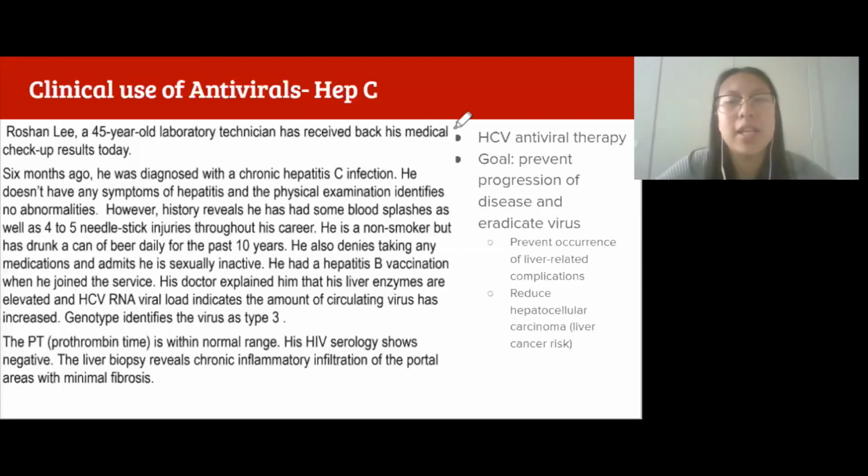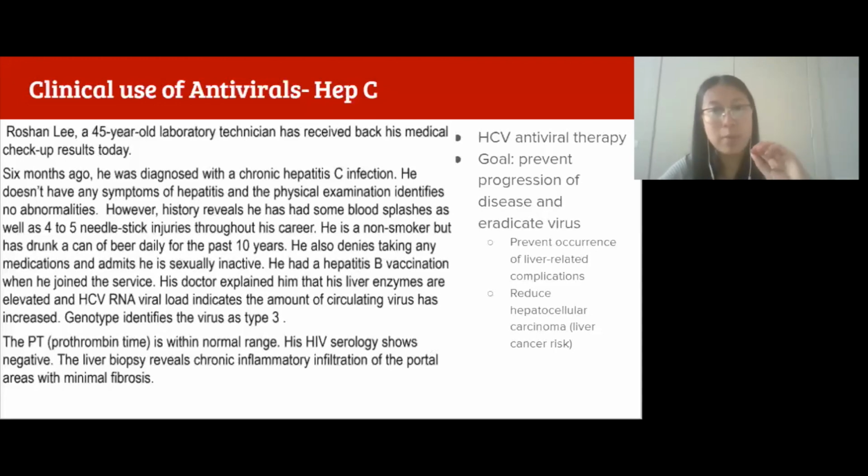What's the idea? We're looking at HCV antiviral therapy here. The first question for us was, what's the goal? The goal was to prevent progression of hepatitis disease and eradicate the virus, as well as some other smaller ones, preventing occurrence of liver-related complications, for example, fibrosis. And if the liver is fibrotic, you'd want to reduce the hepatocellular carcinoma risk. So you want to decrease the risk of getting liver cancer. That's the goals of the therapy.